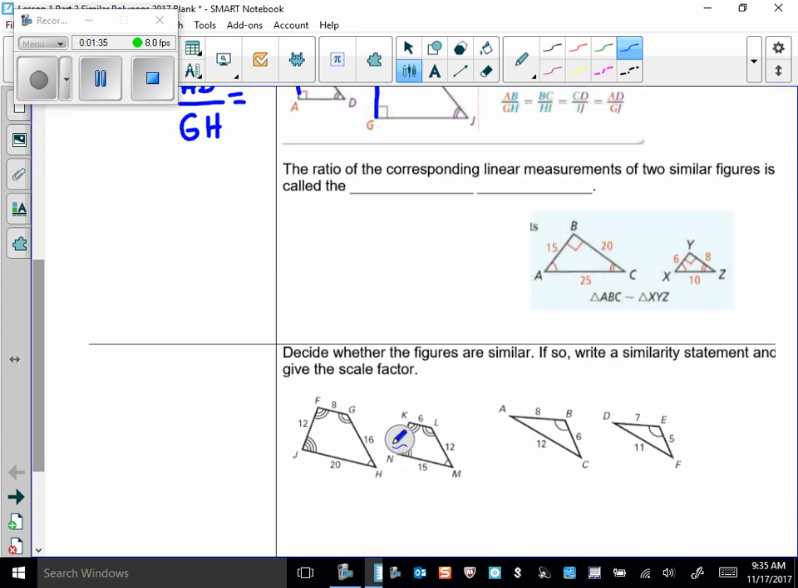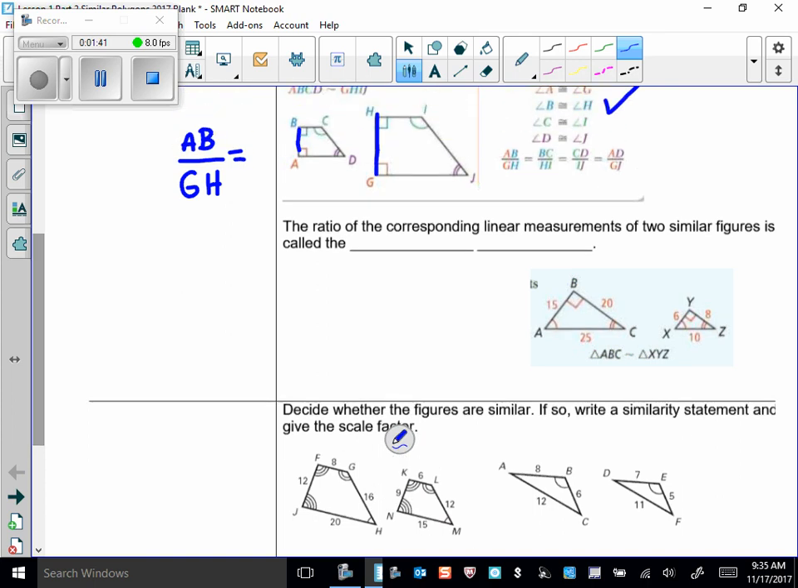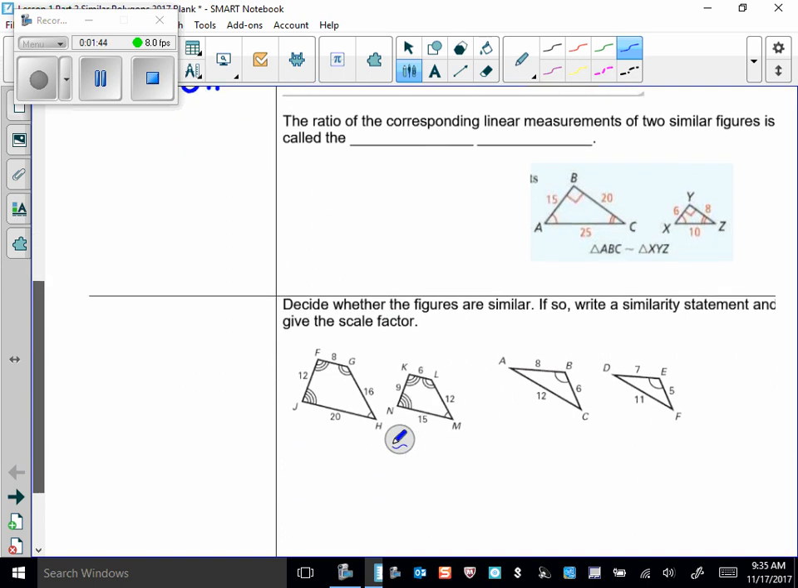All right, the ratio of the corresponding linear measurements of two similar figures. So in other words, above, that would be AB over GH. The ratio of any of the corresponding sides is called the scale factor. The scale factor of the first figure to the second one, typically.